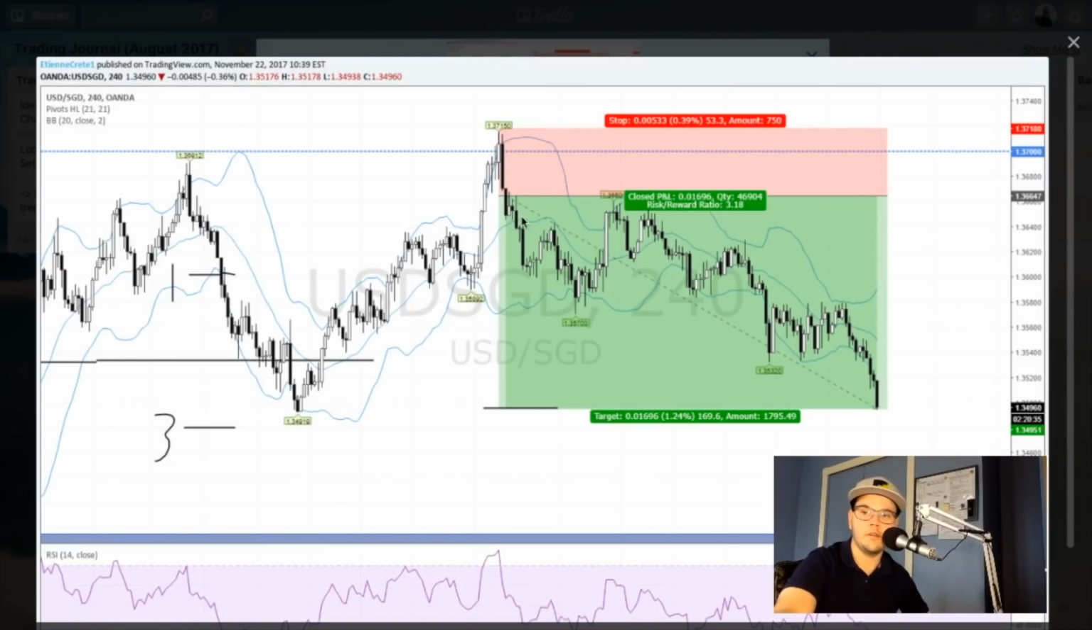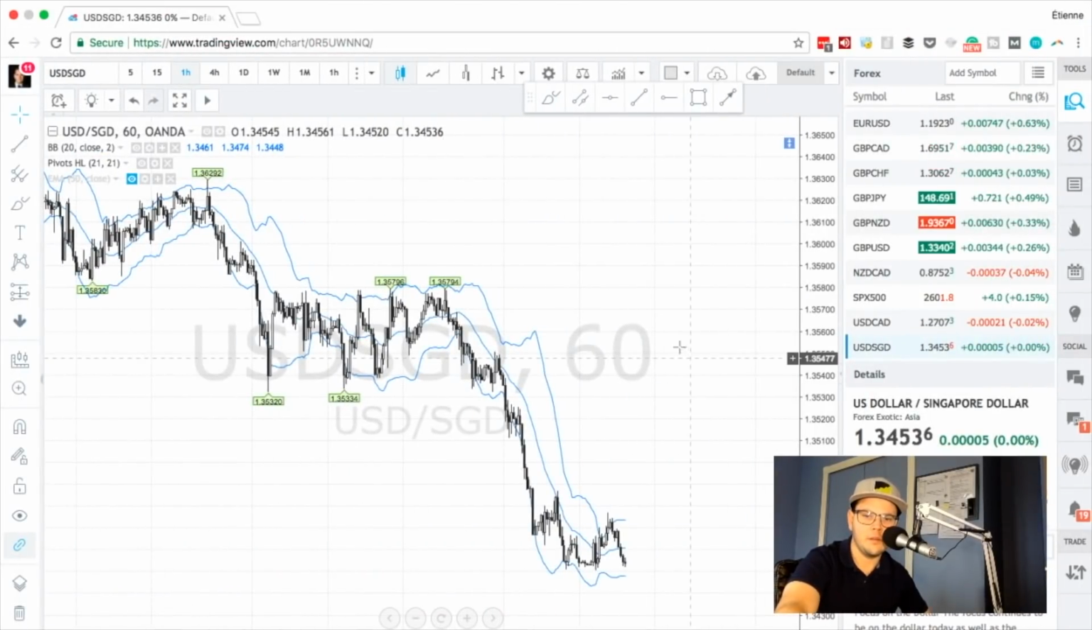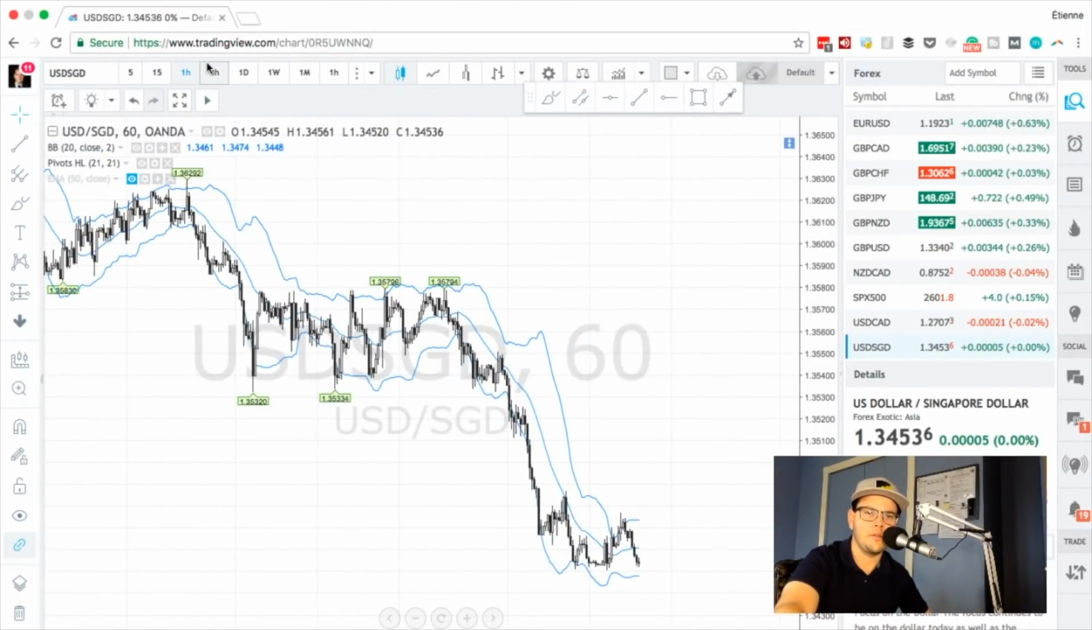So we entered at 1.37, stop loss above the high, and this has been 3-to-1. This was reached a few days ago. And price has been doing, I think, not much since the take profit was hit.